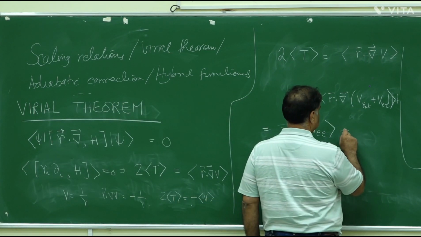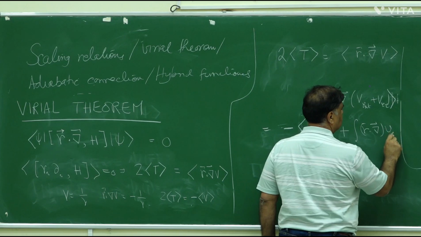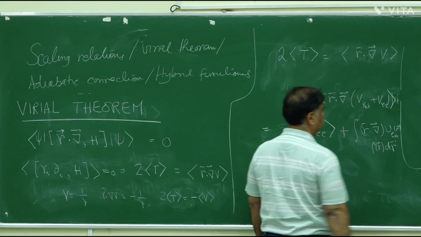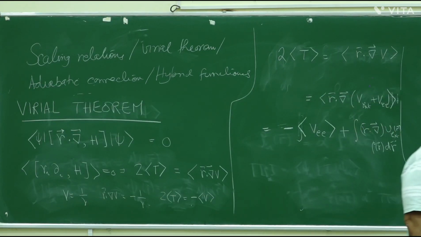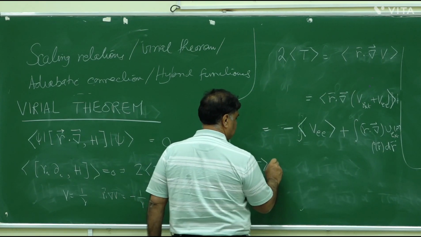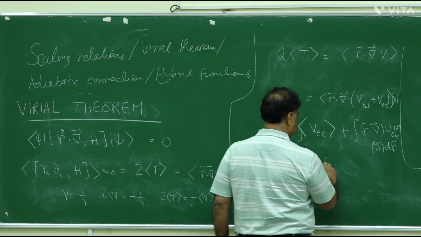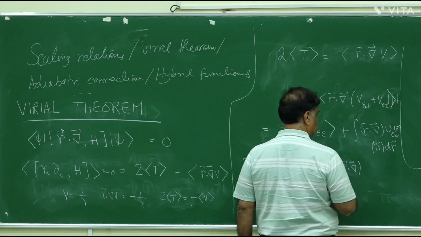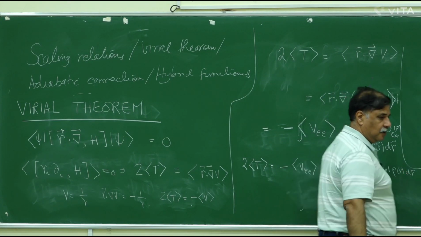And plus integration R dot del V external R rho R dr. So the relationship you get is that 2 times the expectation value of T is equal to minus V_ee plus integration R dot del V external R rho R dr.